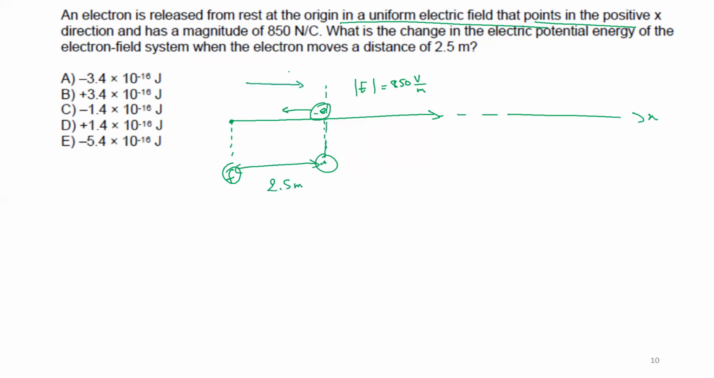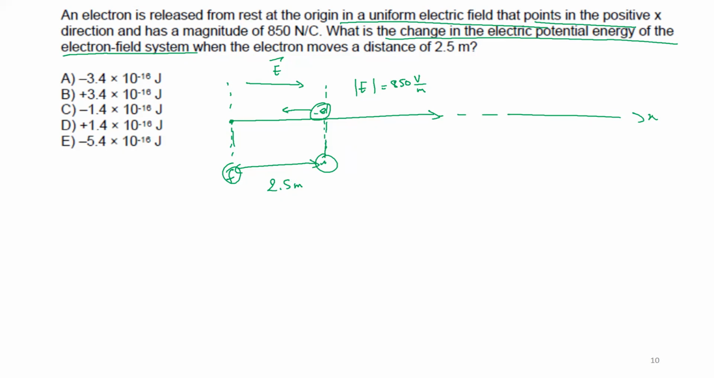Because the electric field is going in this direction, the electron is moving in the opposite direction. Now the question is very simple. What is delta U, the change in electric potential energy of the electron-field system? You see, electric potential energy, as we said, is always between two interacting objects. But in general, we just say, what's the electric potential energy of the electron? In reality, it's the electron in the field, so the electron-field system. So how do we do that?